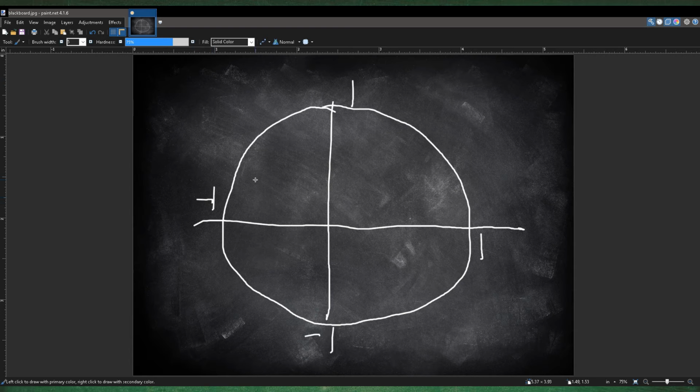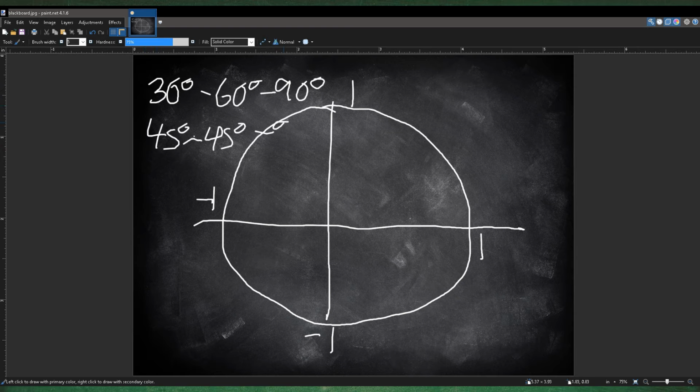So for the unit circle, what the courses usually tell you to memorize is types of triangles. There's only 2 types of triangles you have to memorize. You need to know the 30 degree, 60 degree, 90 degree, and you need to know the 45, 45, 90 degree. So these are just the angle measures. The side lengths here would be 30, 60, and then you have a right triangle.